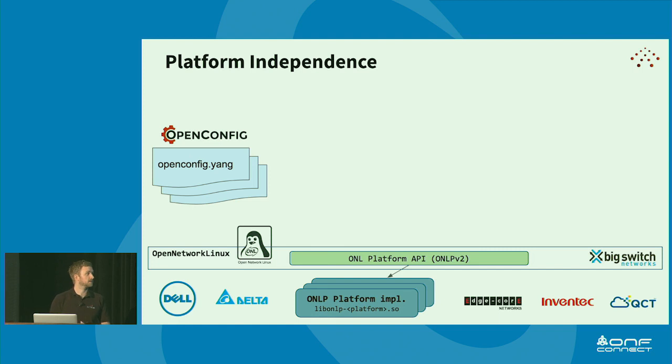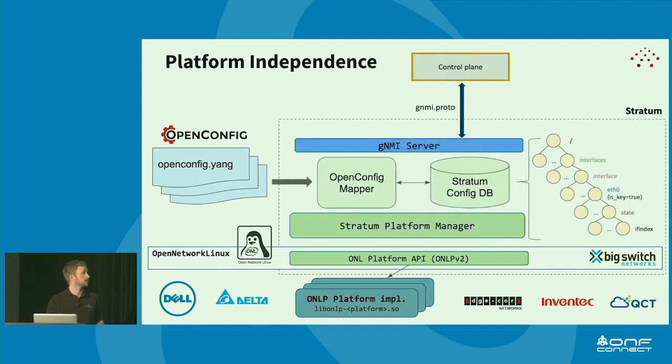On the platform-independent side, we start with two things. One is we start with a set of OpenConfig models, which are Yang models that are used for describing both configuration and telemetry state that can be retrieved from a networking device. And we also start with Open Network Linux, where we have a platform API that a lot of vendors have done a lot of work to port their platforms to. What Stratum does is twofold. First is we compile the Yang models into a format that Stratum can understand, into protobuf objects.